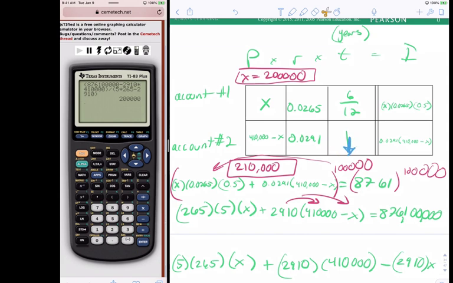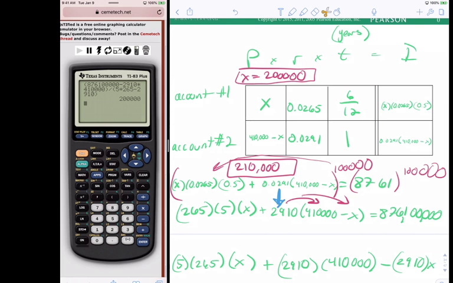If I'm distributing, it should be this times 100,000. So I had to move the decimal 1, 2, 3, 4, 5 times. So with this one, when I distribute, I had to move the decimal 5 times. So 1, 2, 3, 4, and then I had to move it one more. That's why I got the 2910.